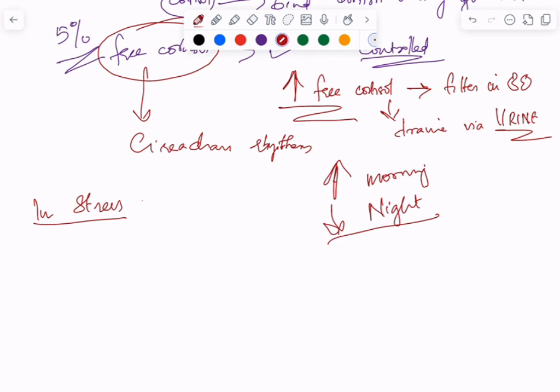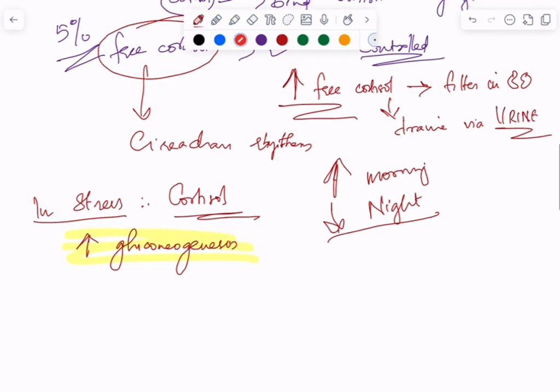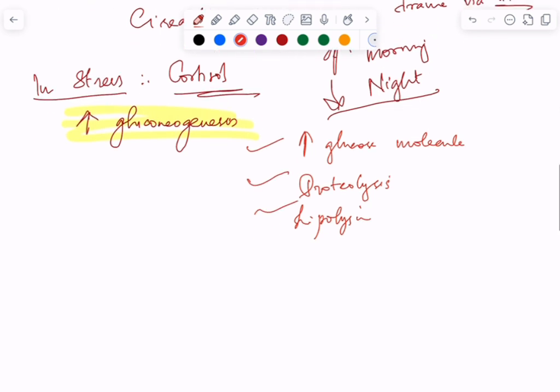In stress, cortisol will increase gluconeogenesis. What is gluconeogenesis? It is the synthesis of new glucose molecules. Proteolysis means the breakdown of protein. Lipolysis means the breakdown of fat. So these are three terms you have to learn.